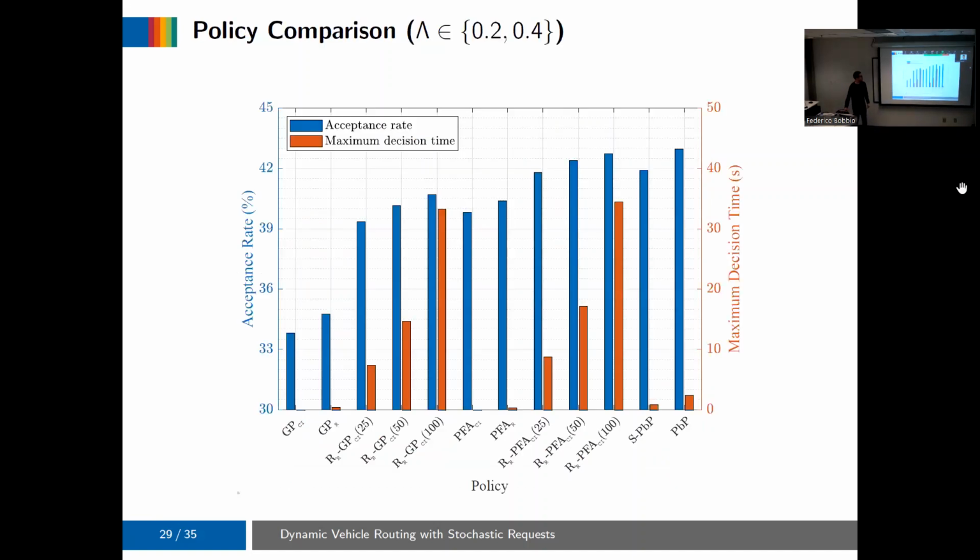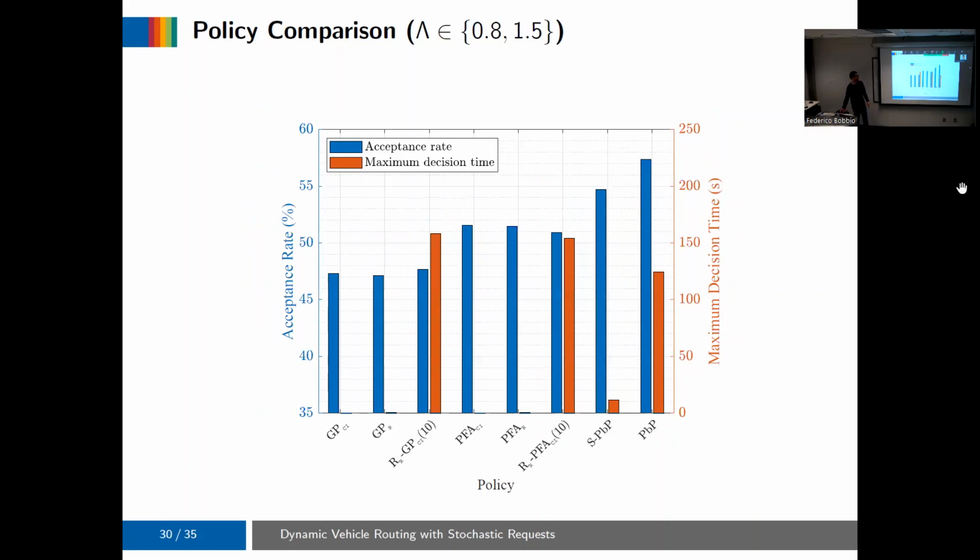And this is interesting because it measures the acceptance rates, the blue bars, and the maximum decision times, because again, remember that we want real-time decisions. If you are getting a really good acceptance rate, like for example this rollout on PFA, which is quite good, you have pretty good results, but then you take a lot of time to compute your decisions. While for the PBP, you get even better, but in much less time. And these are for the smaller instances.